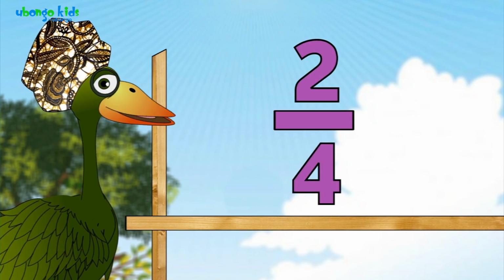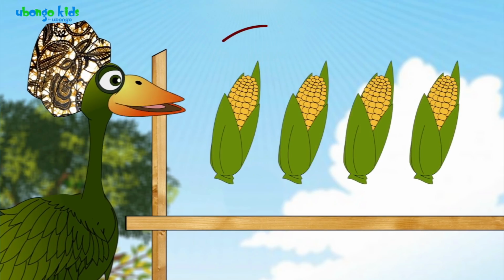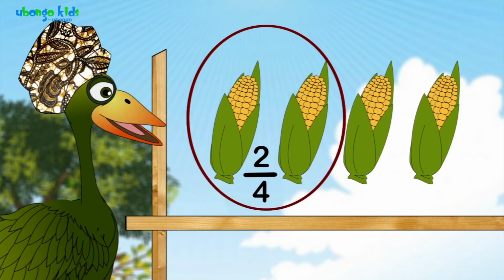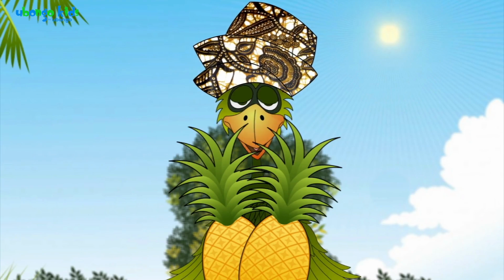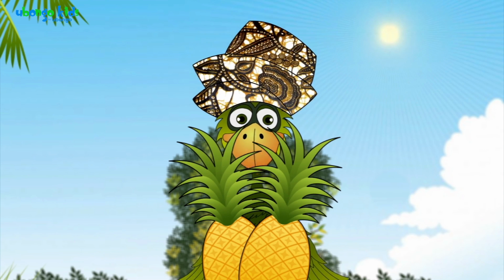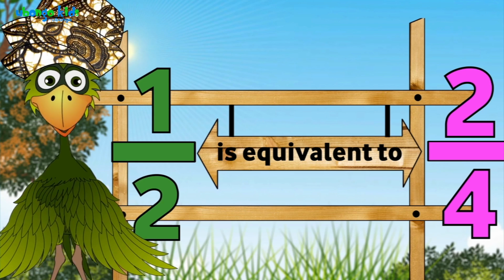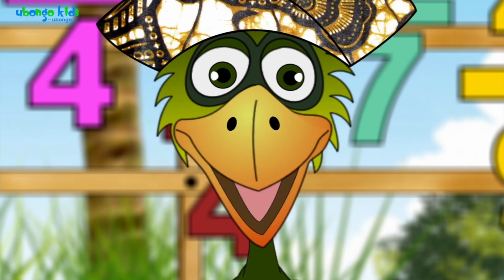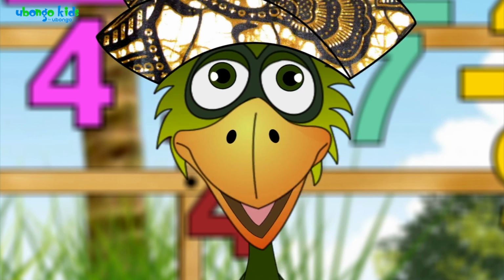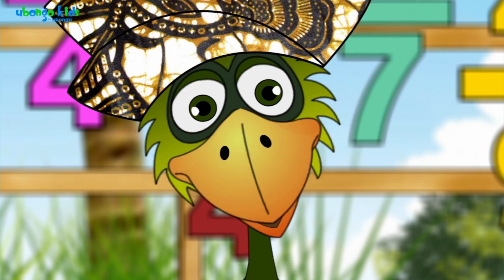Now 2/4, that's like having a group of 4 things and dividing it in half. So you have got 2 over here, 2 over there. Now you see it? In the group of 2, we are also dividing it in half. So we can say that 1/2 is equivalent to 2/4 because 1 is half of 2 and 2 is half of 4. Wow! You kids are gonna know your fractions. They're gonna be easy for you from now on.